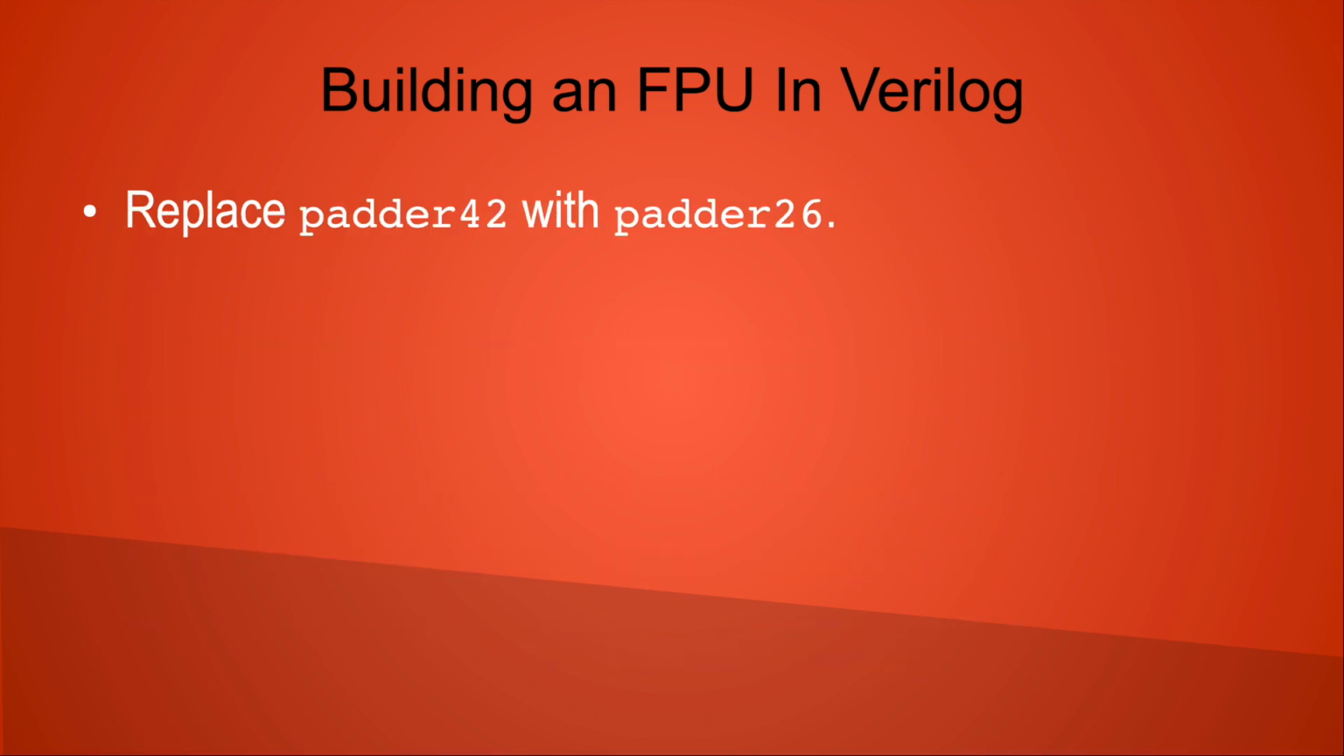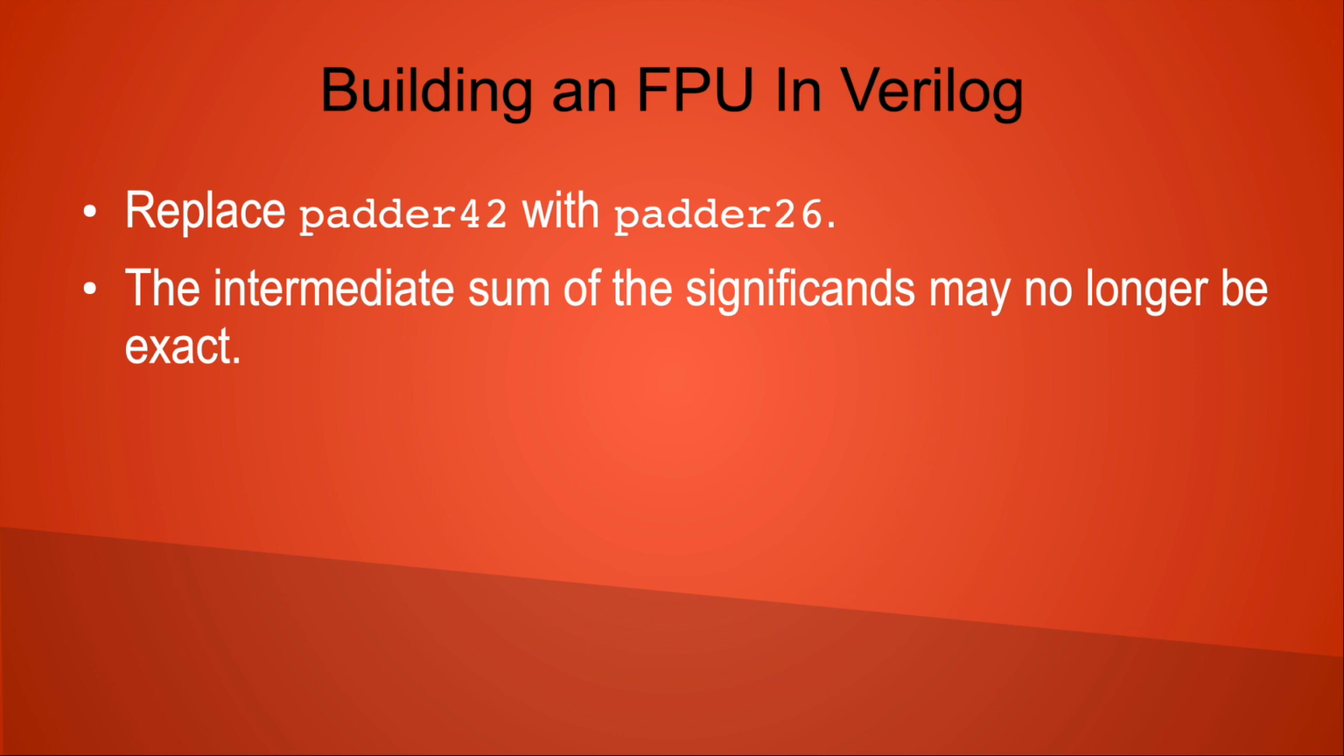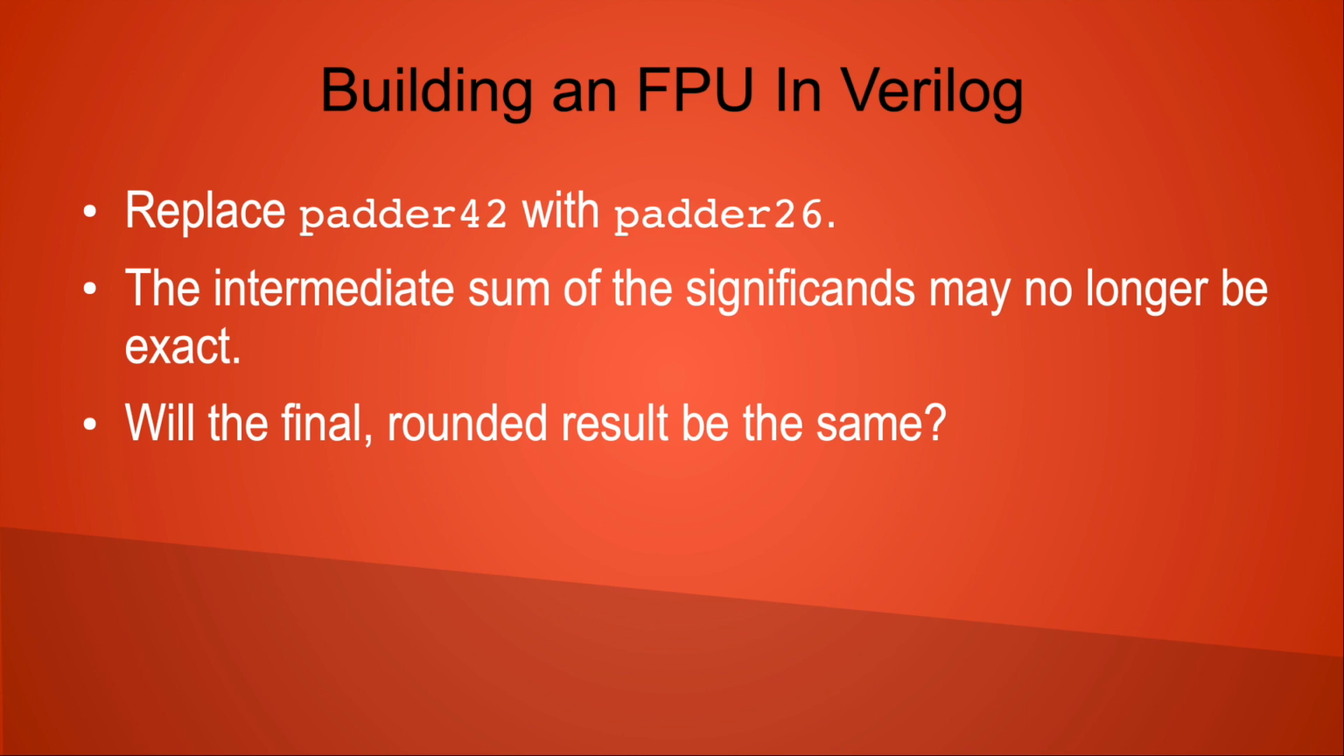Since the significands are smaller, we can replace the p-adder42 module with the smaller p-adder26 module. It should be clear that now when we compute the intermediate value for the significand of our sum, we're no longer guaranteed to have an exact result. What isn't clear is whether, when we round this new value for the significand to fit into our final 16-bit result, we get the same value as when we computed the sum of the significands exactly.